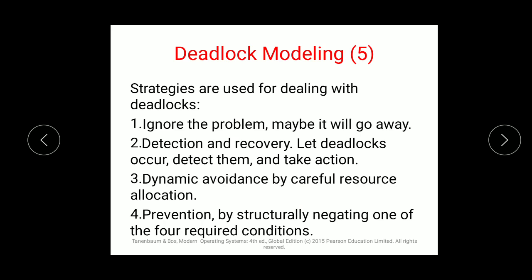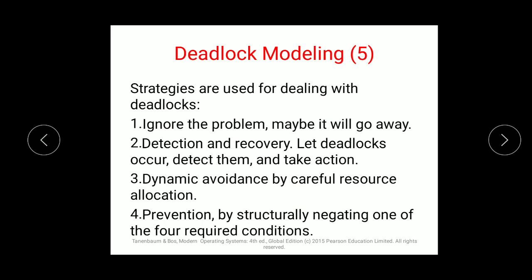Next is prevention by structurally negating one of the four required conditions. As I explained in the last lecture, there are four conditions by which a deadlock occurs, and if even one of those conditions is not satisfied, deadlock will never occur. The four conditions are mutual exclusion, no preemption, hold and wait condition, and circular wait condition. If we remove the hold and wait condition, deadlock will not occur. So what are the four deadlock strategies by which we can avoid deadlock?